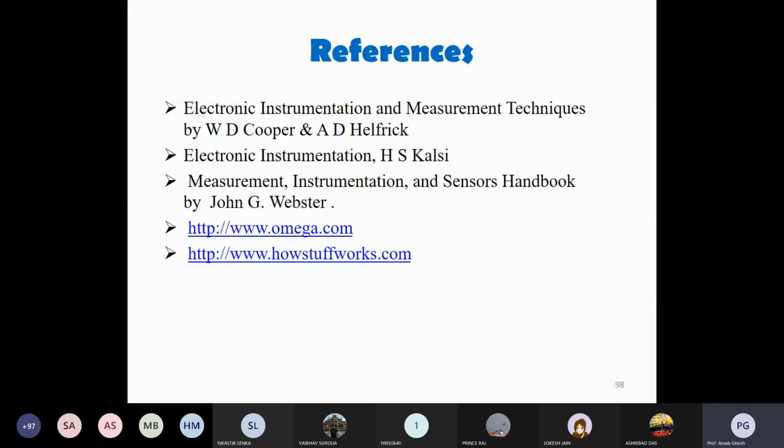These are all the references I am following: Copper, WD Cooper and A.D. Helfrick, which are very good books on measurements and electronics, as well as other books, Wikipedia and different internet resources.